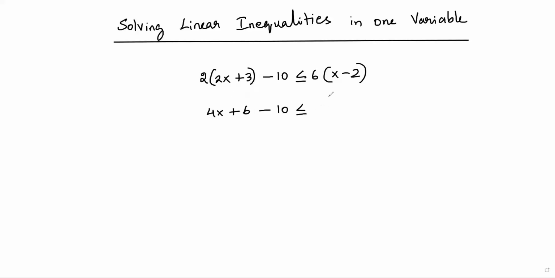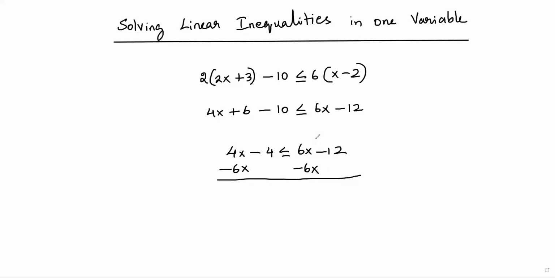Then we have negative 10 less than or equal to 6 times x is 6x, 6 times negative 2 is negative 12. Okay, now we can combine the two numbers, positive 6 and negative 10. Then we get 4x minus 4 less than or equal to 6x minus 12. Now I have to get rid of the variable on the right side, because the variable has to appear on only one side of the inequality, particularly on the left side. So to get rid of this 6x, I have to subtract 6x from both sides. Then positive 6x and negative 6x will cancel out. When I combine these, I'll be getting negative 2x minus 4 less than or equal to negative 12.